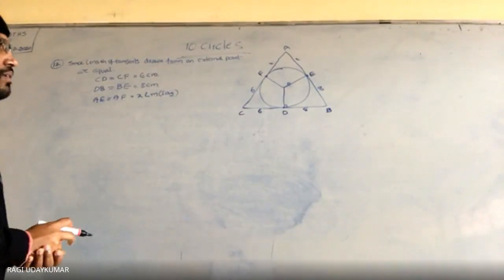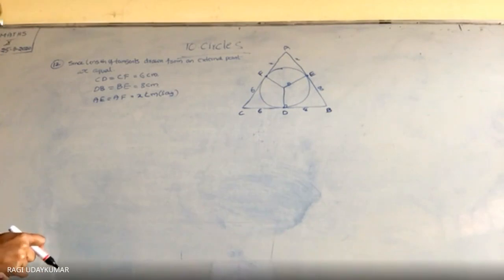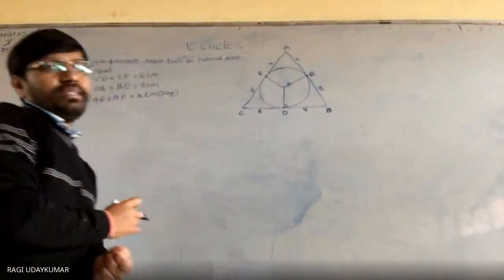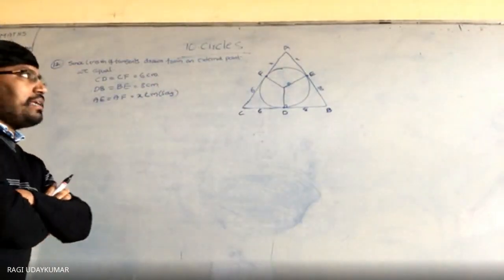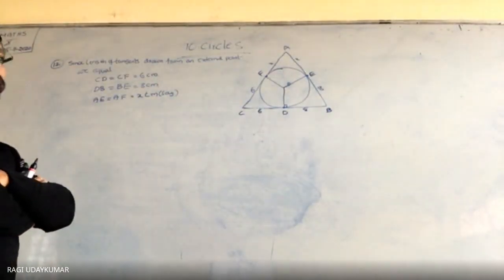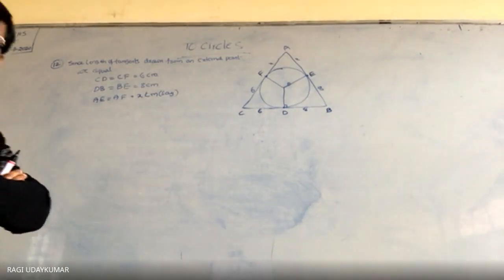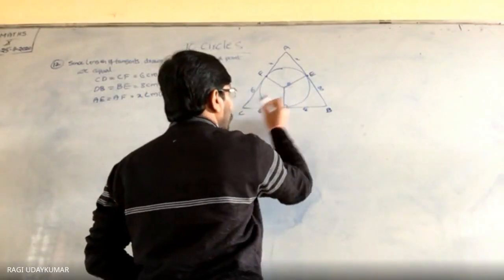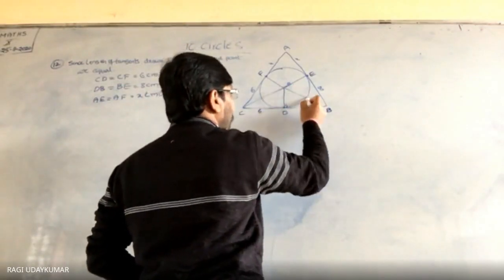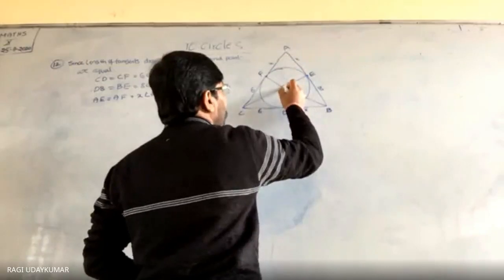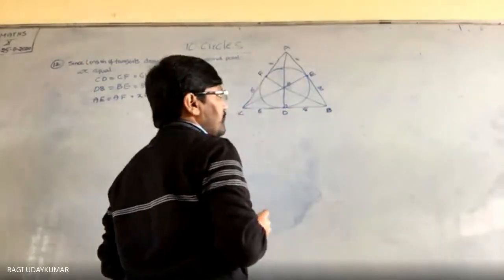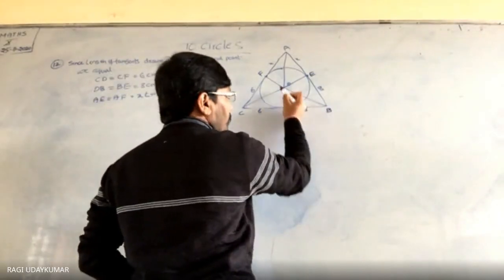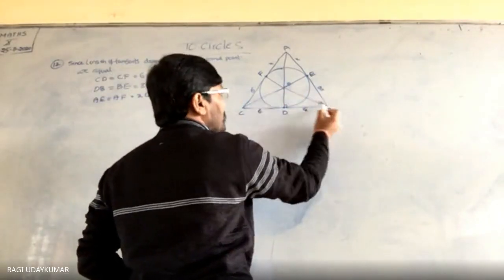Here, if you observe, you can find out the area of this triangle ABC in two ways. If you join O to C, and O to A also, don't get confused with this. Now, OD is perpendicular to BC, so you can find out the area of triangle OBC.